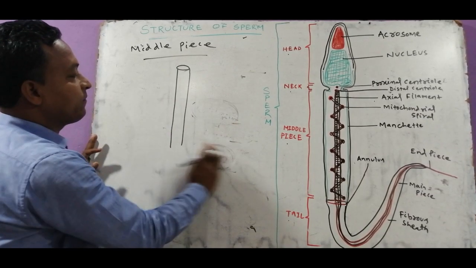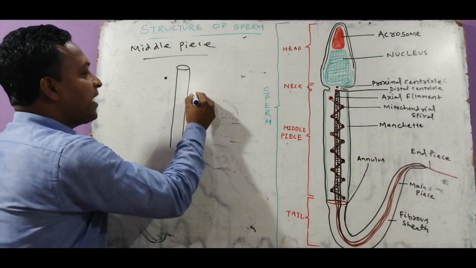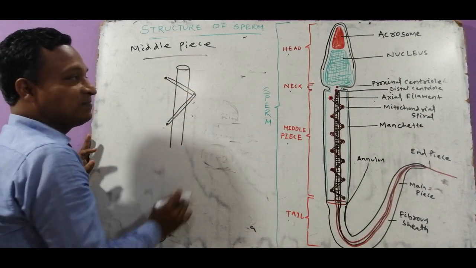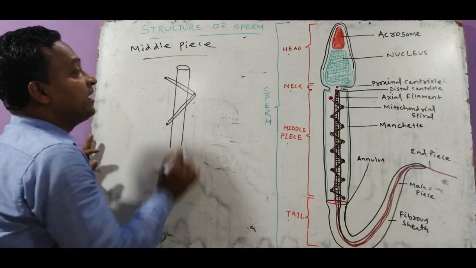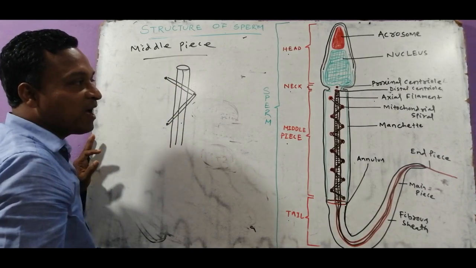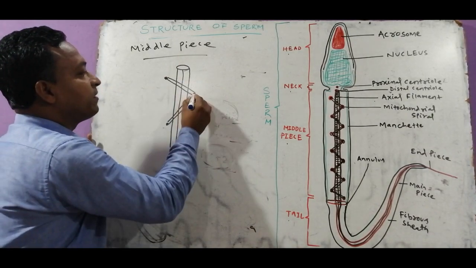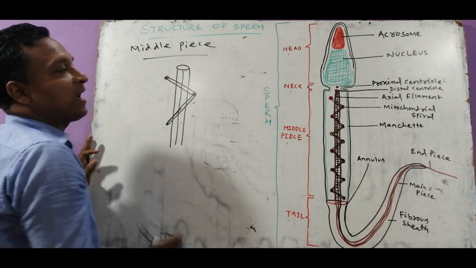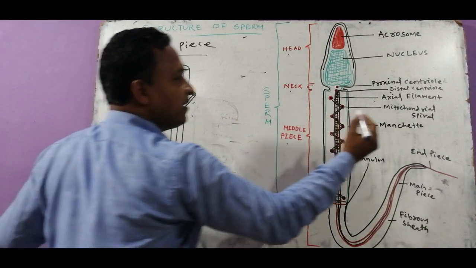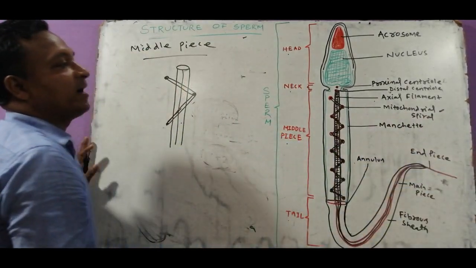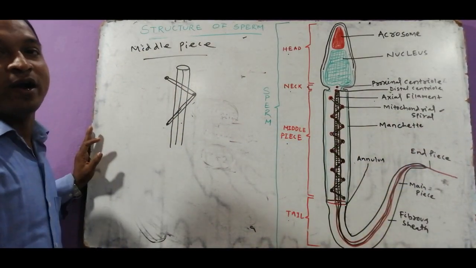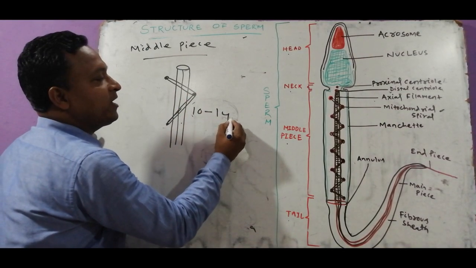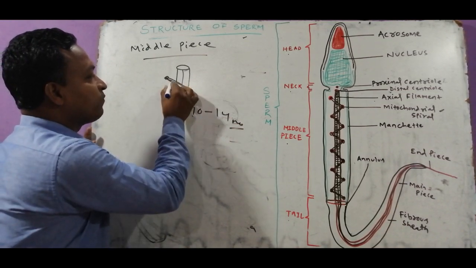Now try to focus your mind: the mitochondria are basically spirally coiled around which one? In the middle piece, the mitochondria are spirally coiled around the axial filament, and we can call that the mitochondrial spiral. Around 10 to 14 mitochondrial spirals are found.